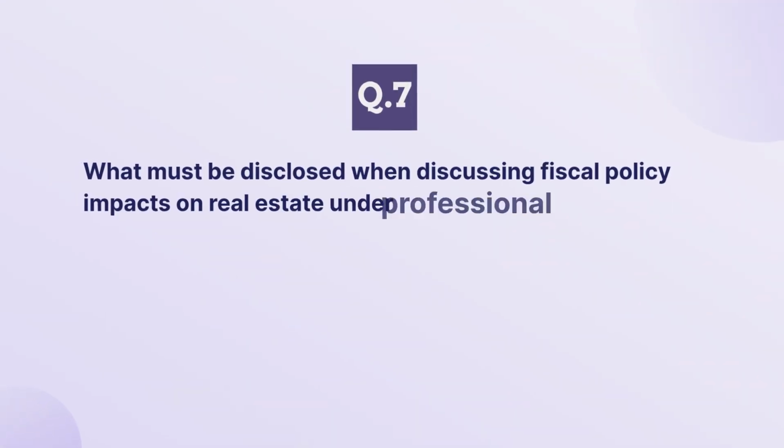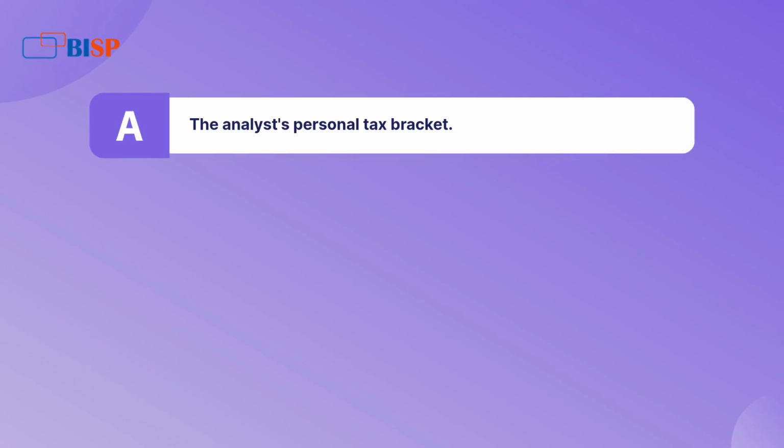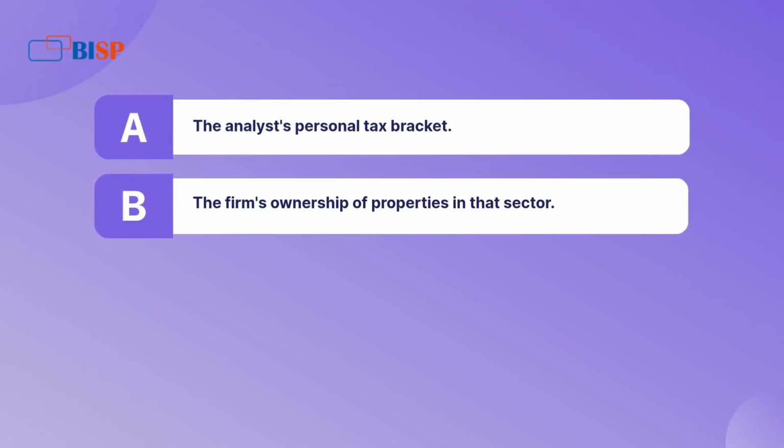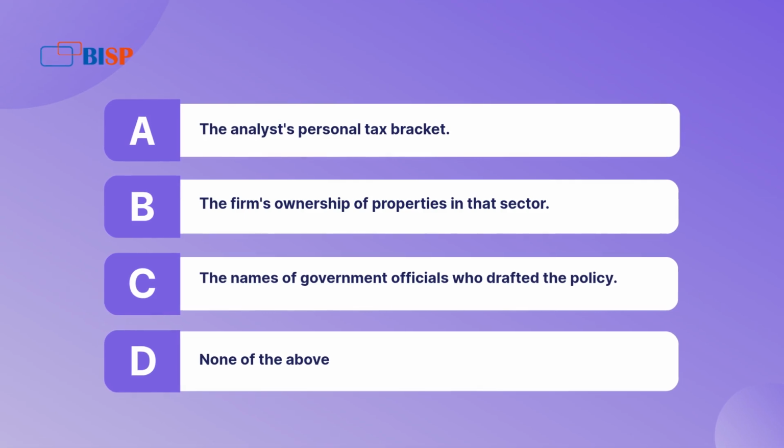Question number 7. What must be disclosed when discussing fiscal policy impacts on real estate under professional standards? A. The analyst's personal tax bracket. B. The firm's ownership of properties in that sector. C. The names of government officials who drafted the policy. D. None of the above.